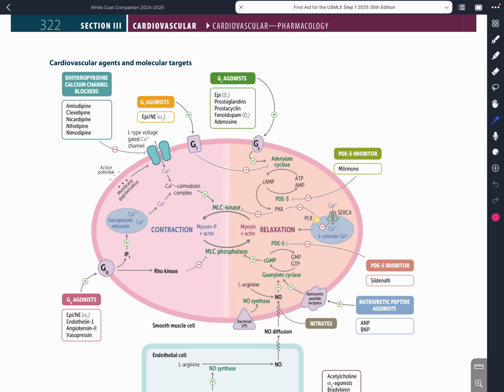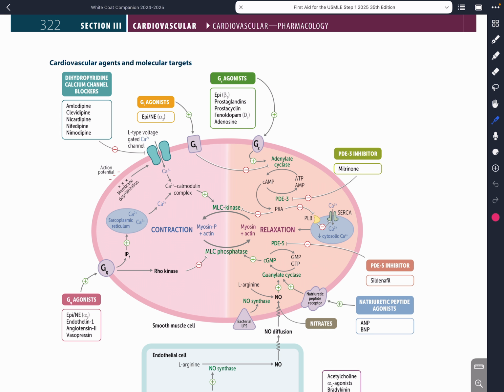Cardiovascular agents are dihydropyridine calcium channel blockers. There are a total of 5 drugs in this class. They act on L-type voltage-gated calcium channels. As you can see, this is the blue channel, which looks like a channel, and these calcium channel blockers block them. What are the calcium channel blockers?